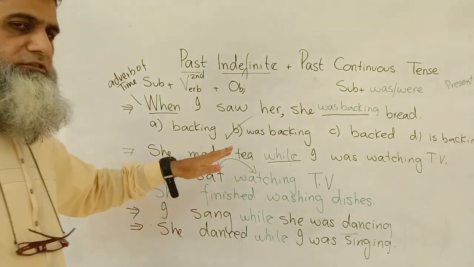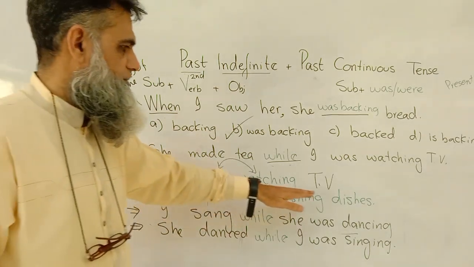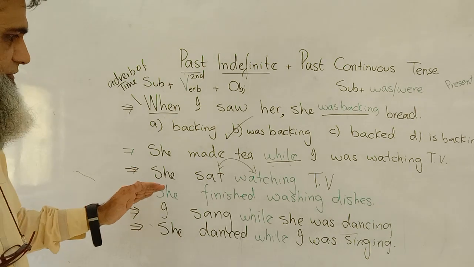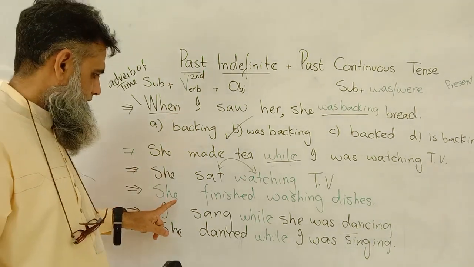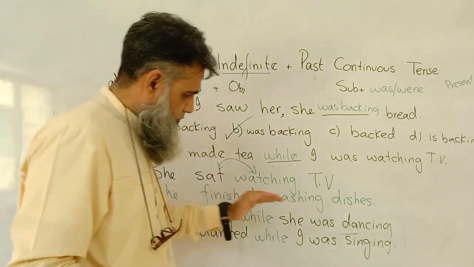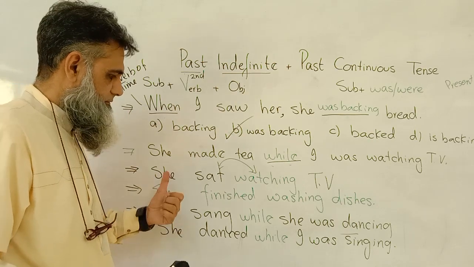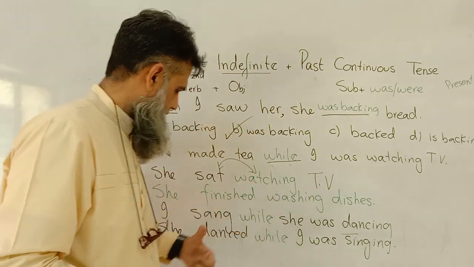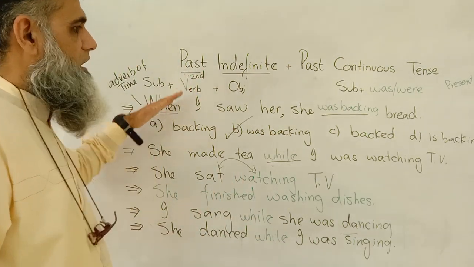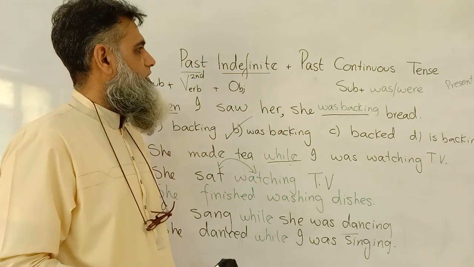I sat studying books. She finished washing dishes. I finished walking. And the next one: both are continuous but here we have different nouns. I sang while she was singing. He danced while I was singing. So these are the common uses of past continuous and past indefinite together.